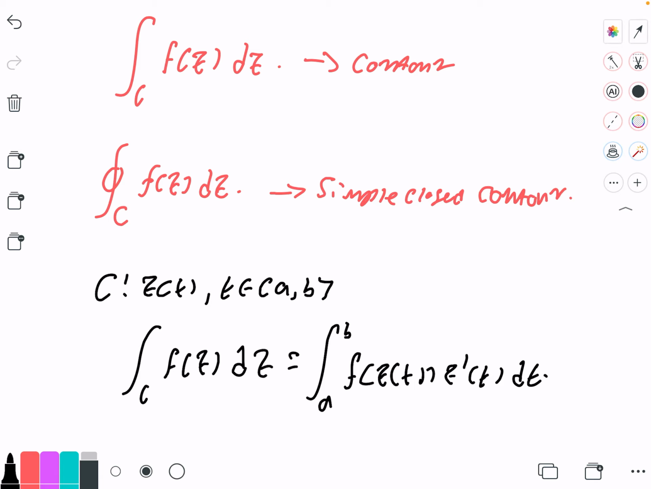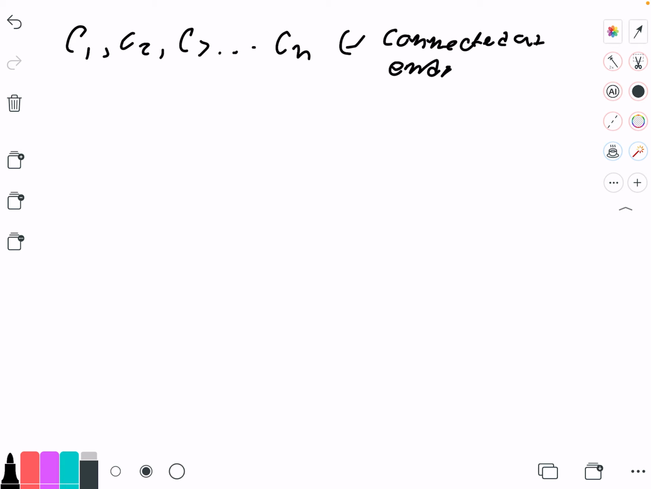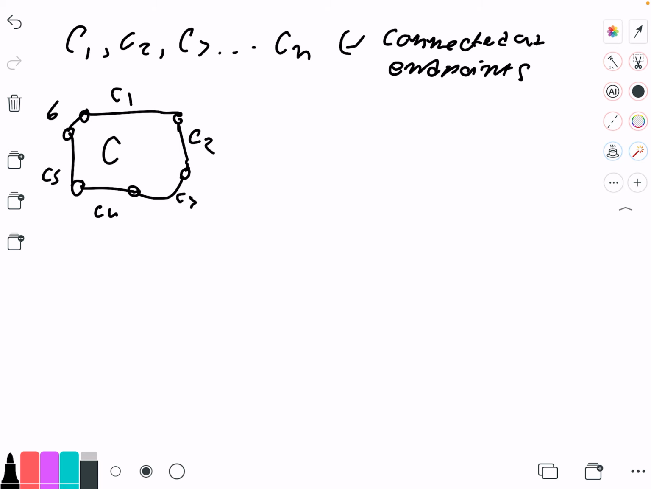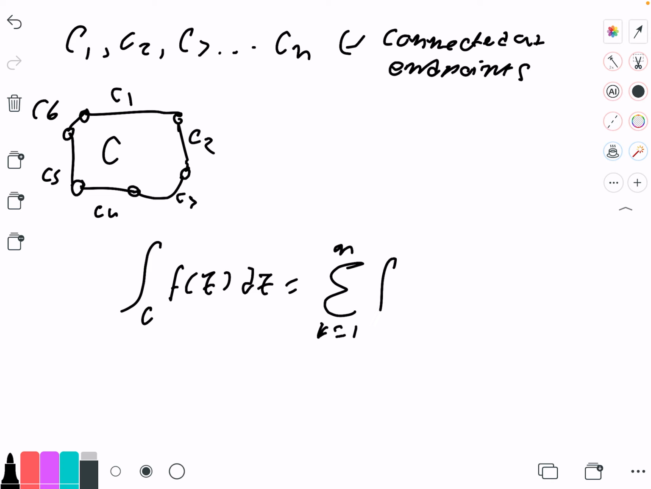Okay, so if a contour can be expressed as a sum of, say, n contours, so if we have C1, C2, C3, Cn, and they're all connected at their endpoints, say we have C1, then C2, C3, C4, C5, C6, and this is C. Then the contour integral of f over C itself is just equal to this. It's rather obvious. We can just sum the integral over the individual contours.